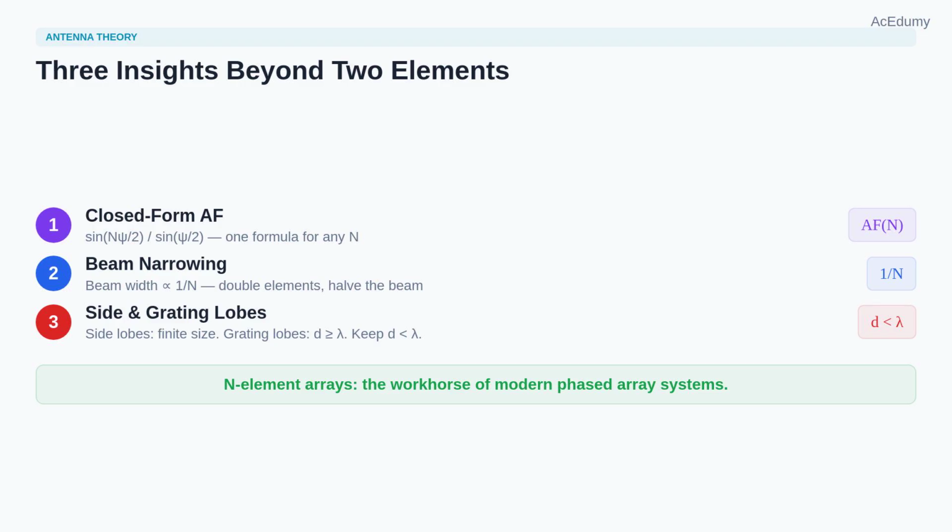The n-element uniform linear array adds 3 insights beyond the 2-element case. First, the array factor becomes sine of n psi over 2 divided by sine of psi over 2. Second, the beam width narrows as 1 over n, so more elements produce a sharper beam. Third, side lobes and grating lobes appear and must be managed through amplitude tapering and spacing constraints.